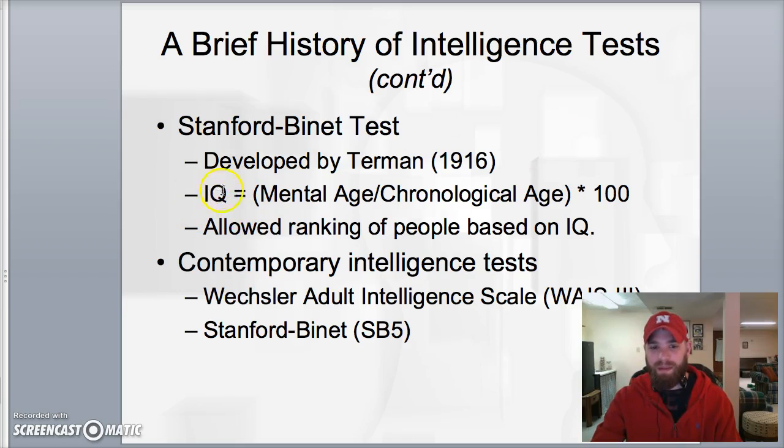But he came up with the kind of formula for an IQ, which stands for intelligence quotient. And what he would take is he would take the person's mental age as measured by his tests. So let's say you were a 10-year-old, but you did really well and you scored like a 15-year-old. So you would take your mental age divided by your actual age, and then you would times that by 100. So if your mental age was 15, you divide that by 10, and then times it by 100.